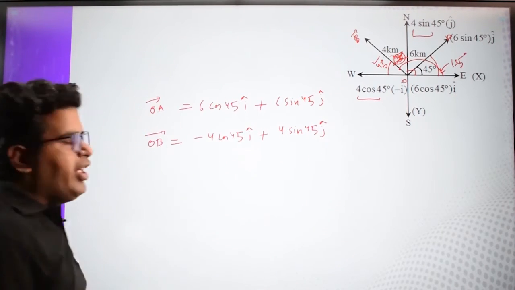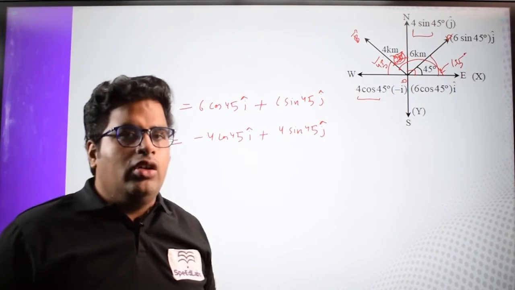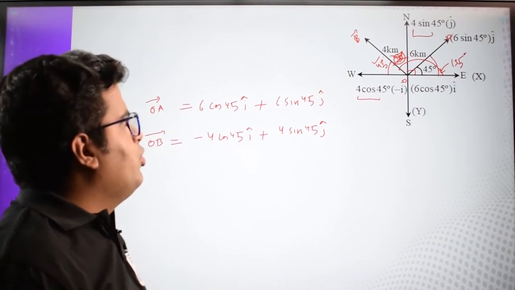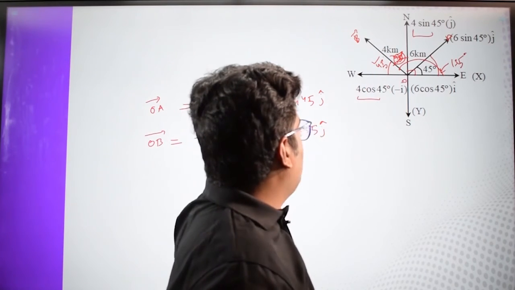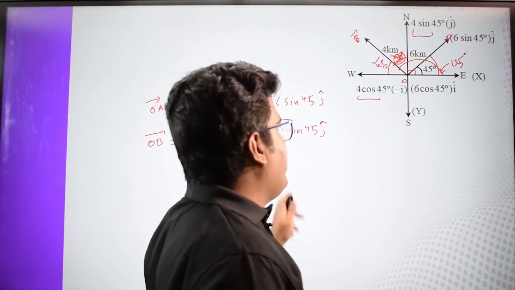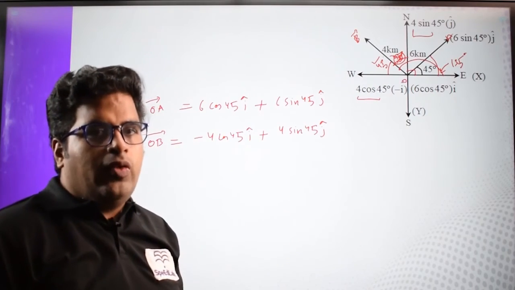We have written the vectors along the x-axis and along the y-axis. Now if I ask you what we have along the north, we have two components along the north: one is 6 sin 45 and the other is 4 sin 45, right?